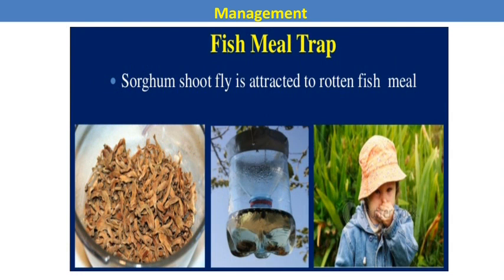Then for monitoring or mass trapping of the adult shoot fly, we can use a fish meal trap. Generally every type of fly is attracted toward a bad or rotten odor. This technique is called a fish meal trap. In it, rotten fish meal is used to attract the flies and collect them in kerosene solution, insecticide solution, or just water kept inside the trap. It is mostly used against the shoot fly in sorghum to attract the adults.